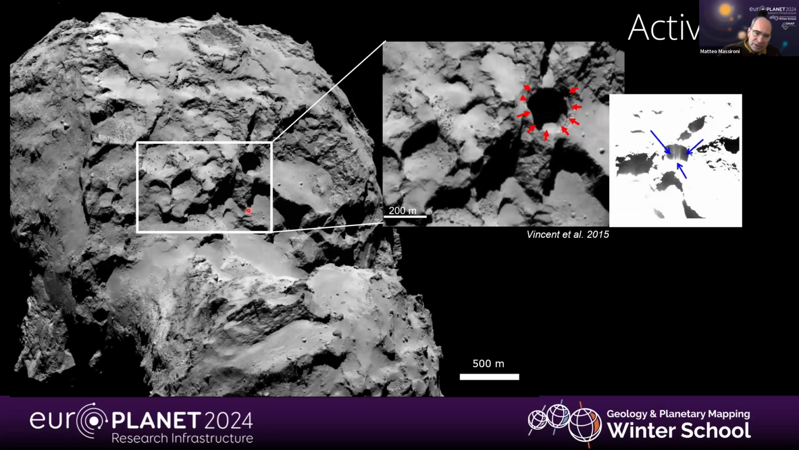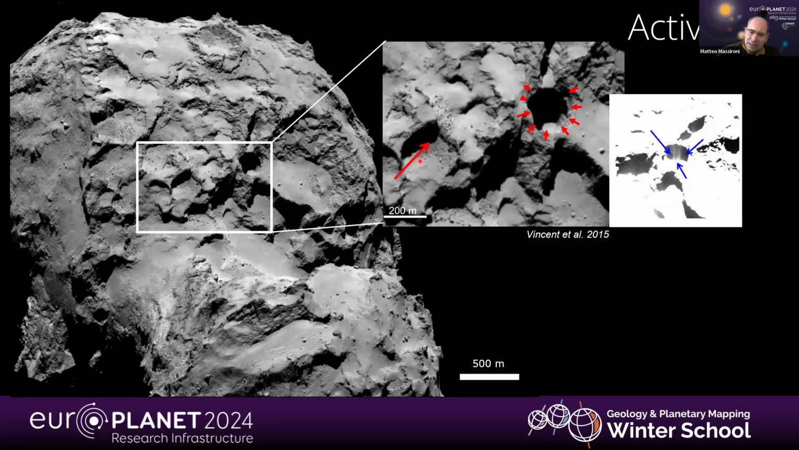And you even see that this kind of pit could be in some cases related to the other circular feature that you see here. Here you see a very faint pit. Here you see a kind of collapsed pit. So there is a kind of trend evolution from this case to this case.